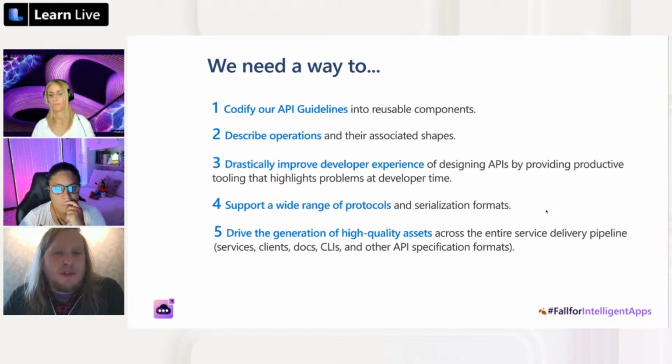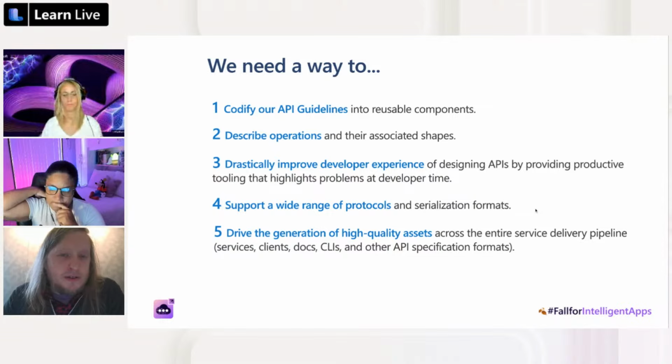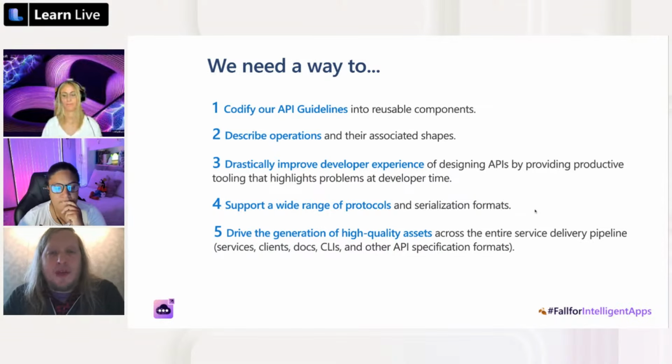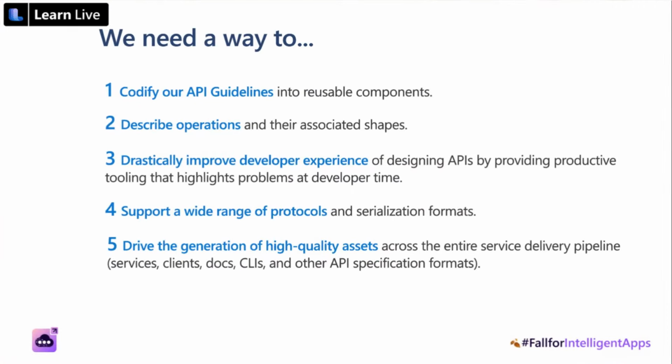We want to describe operations and their associated shapes. We want to drastically improve the developer experience. API first is great, but it's not going to feel good unless the tooling is good. And so we need a way to make that experience of doing API first productive and ultimately fun. We need to support a wide range of protocols and serialization formats. And we need to drive the generation of high quality assets. And this is not just clients, but also servers, docs, CLIs, database schemas, migrations, other API specification formats, all of that.